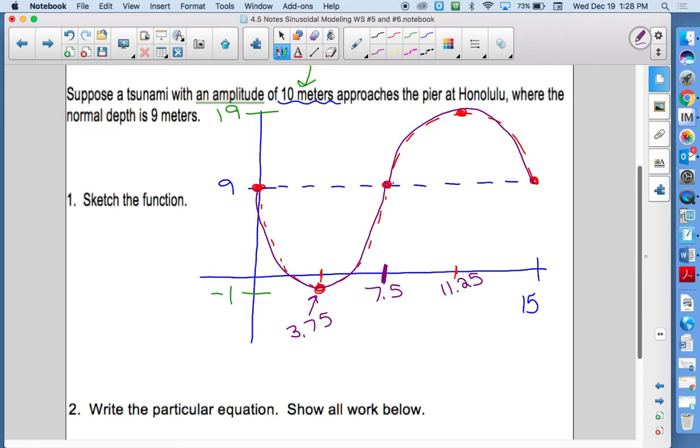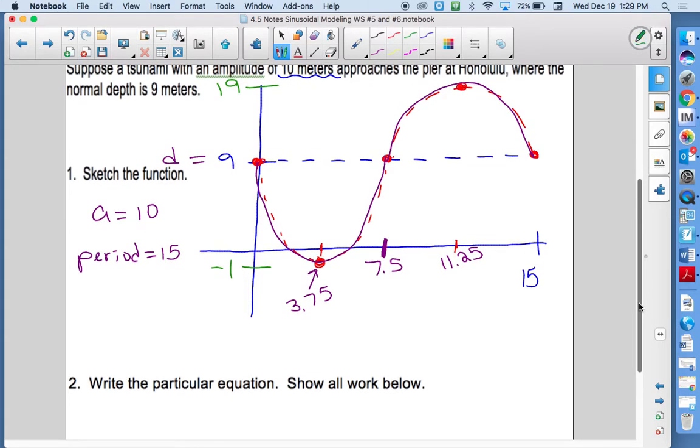So the middle of the graph is our D value. The amplitude, it already told us, was 10. And we know that the period is 15. So we have D, we have A, we need to find B. Chelsea, how would you find B if you know what the period is? 2 pi over b would equal 15, and then it would just be 2 pi over 15. Right. So B is 2 pi over 15. That's the information that we usually get, and then we talk about the phase shift last.